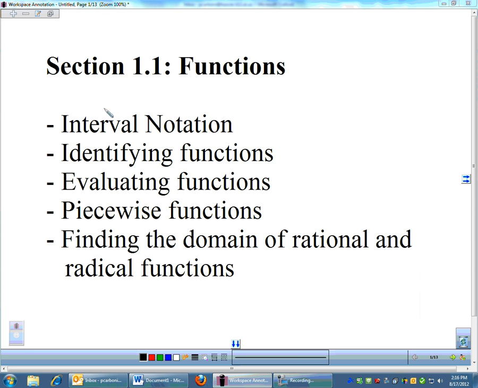Here's your first video for pre-cal. This is section 1.1, basics of functions, and I'm going to try to go through some of these things kind of quickly because you've done them before, and these are the different topics within this section.